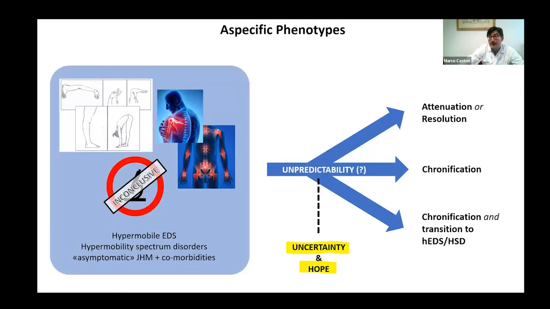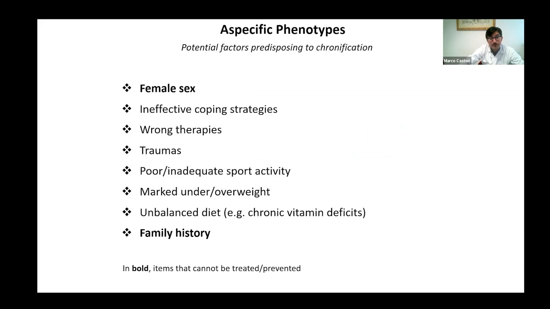Such unpredictability is only 50% a source of despair, because this uncertainty on the evolution of the phenotype allows us to hope for a resolution. In fact, it is really difficult to predict the destiny of a child with symptomatic joint hypermobility, and therefore to distinguish among resolution, attenuation, chronification, and transition to hypermobile EDS in adulthood. Okay. The evolution of the clinical picture cannot be accurately predicted in children with aspecific phenotypes.